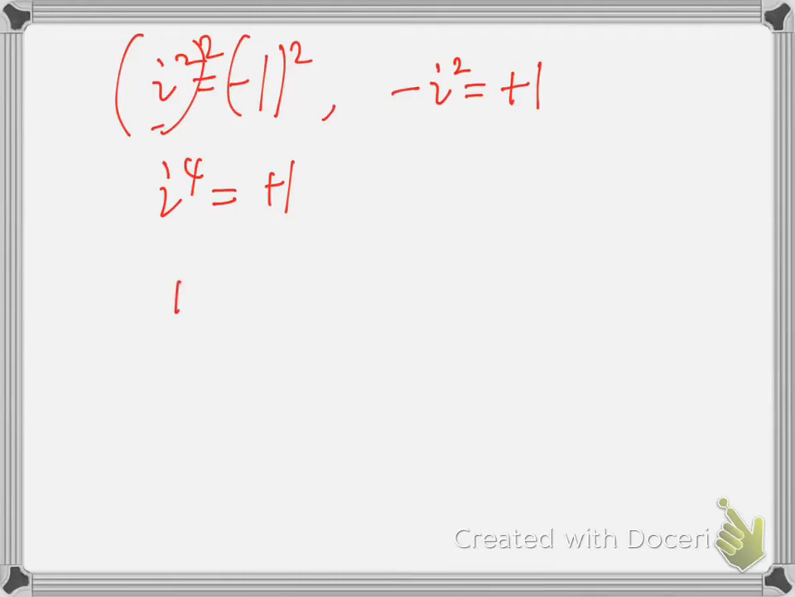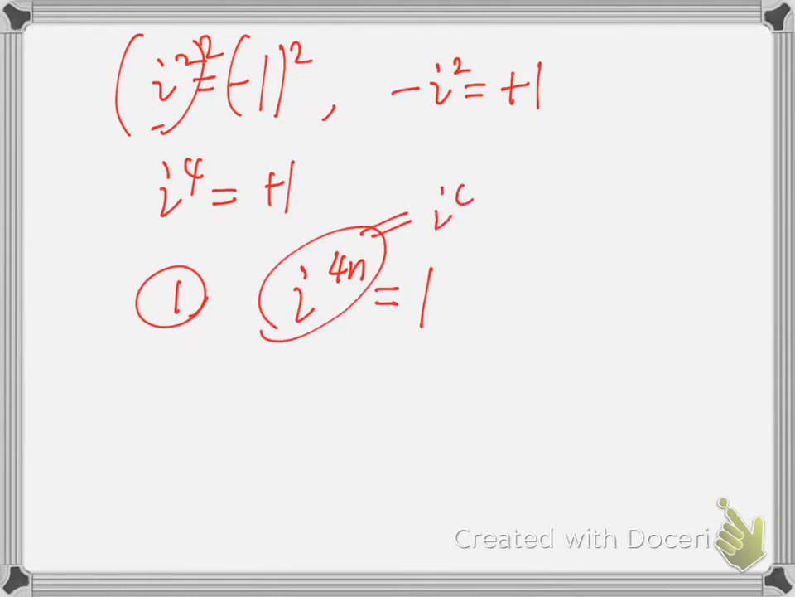So property 1: i to the 4n power is 1. Here n is positive because 4n is a multiple of 4. So this is i to the 4th power, and then to the nth power. So this is 1 to the nth power, which is 1. So property 2.